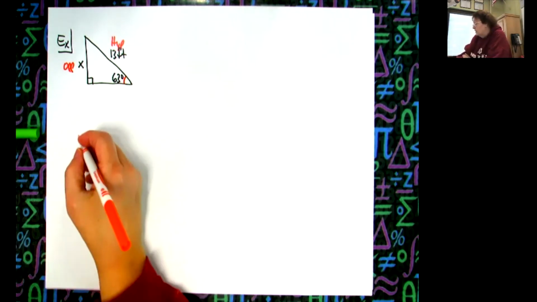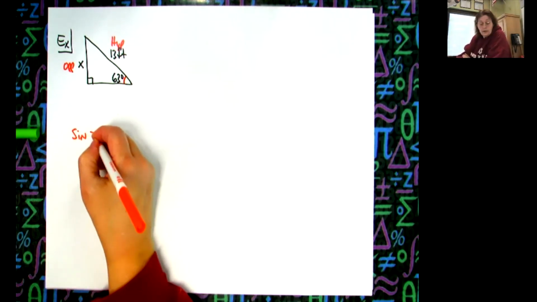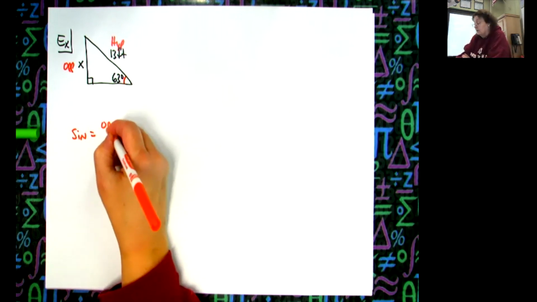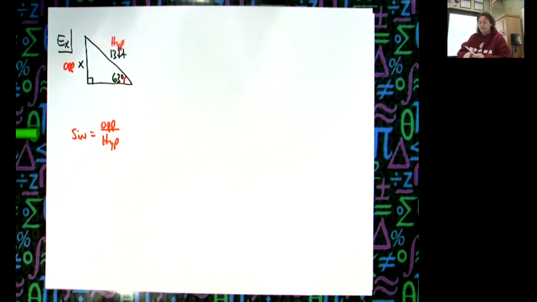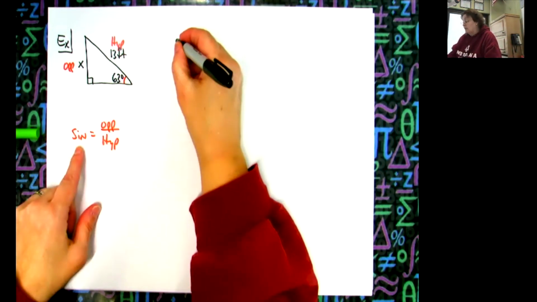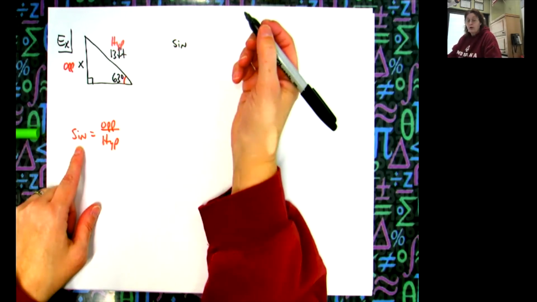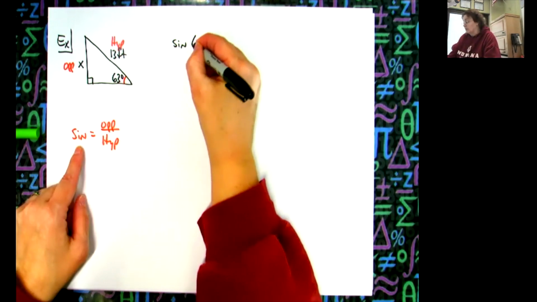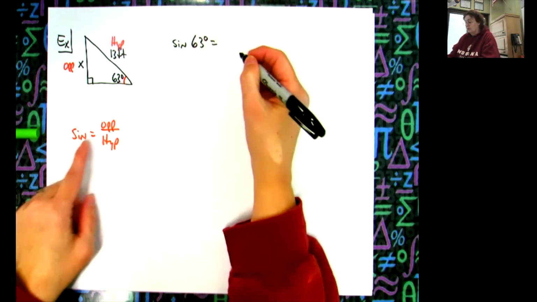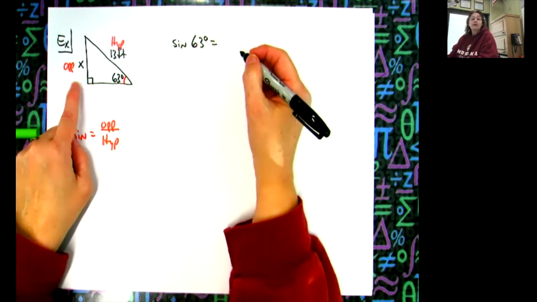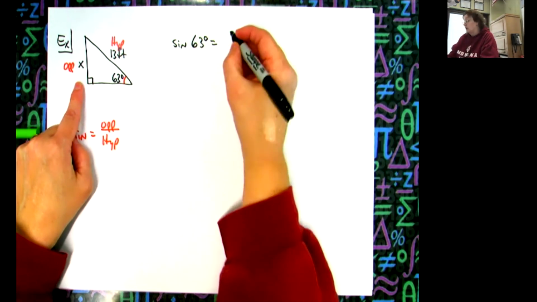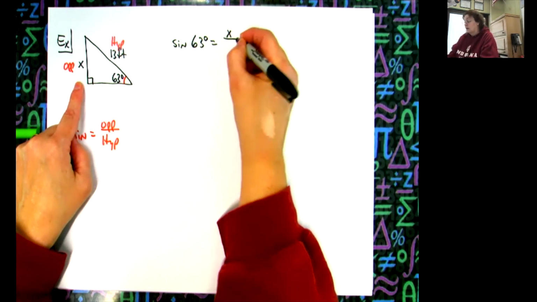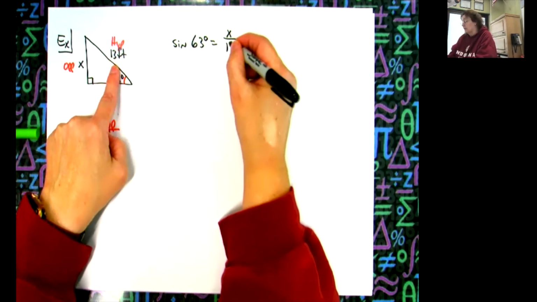Hopefully straightforward here. You know sine is opposite over hypotenuse. So that's how you're going to write your equation. If you write sine, then you have to have an angle measure to follow that, because you've got to take the sine of something. So it's sine of 63 degrees is equal to opposite over hypotenuse, which tells me to put in my x and then 13.